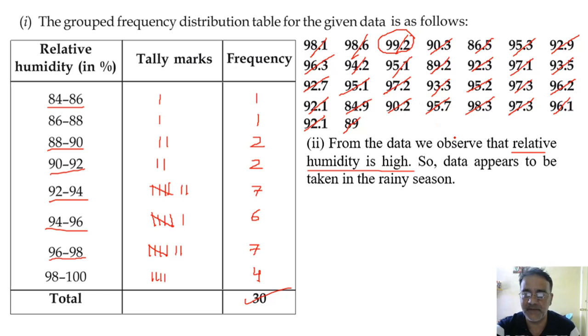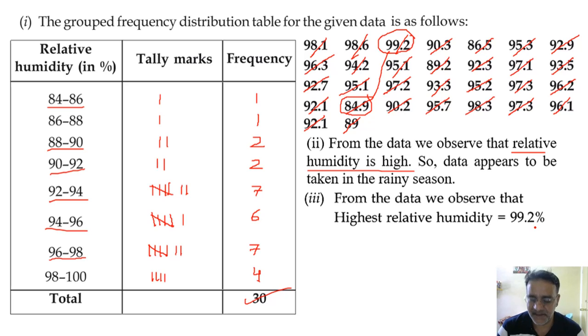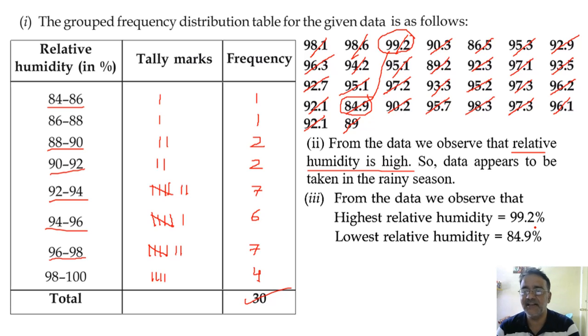99.2. Right, 99.2. And what is the lowest value? 84.9. Very good. You have to subtract these two. So 99.2 minus 84.9. So we are getting 14.3%. Okay. So from the data we observed that highest relative humidity is 99.2%, lowest is 84.9%. So range is 99.2 minus 84.9, that is 14.3%. Okay. Any doubt in this question?